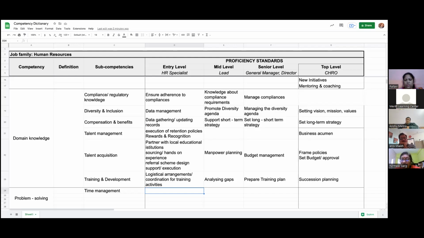If you don't have a competency dictionary, you will recruit a person by your own understanding, and another person will do it by his own understanding. So every organization that has implemented competency mapping will also have a competency dictionary. And a competency dictionary can be for core competencies, functional competencies, leadership competencies, and behavioral competencies.